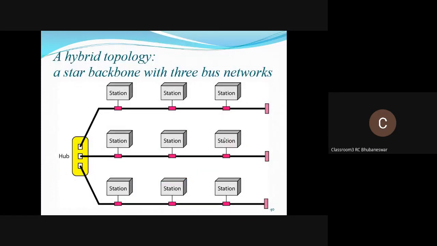This is the hybrid topology. There is some star. There may be some bus. This is the hybrid topology. Look, star backbone with 3 bus networks. There is a star backbone, and in this one I am using this.